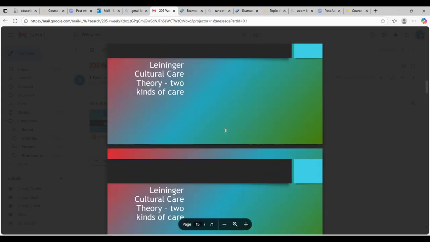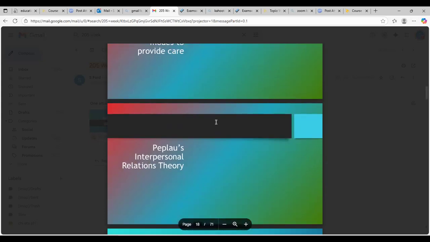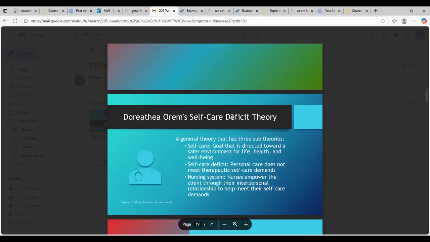So Leininger is known for cultural care. I'm not sure why I have these two slides duplicated. Leininger is known for cultural care. Peplau is known for the interpersonal relations theory, and we'll go into more detail about these two. And then we have Orem. So we have Orem, Maslow, Peplau, and Leininger. Orem has three different levels here, but the whole idea is self-care deficit. Something's going on where this person cannot, or is not able to, meet the needs to take care of themselves. So self-care deficit for Orem.